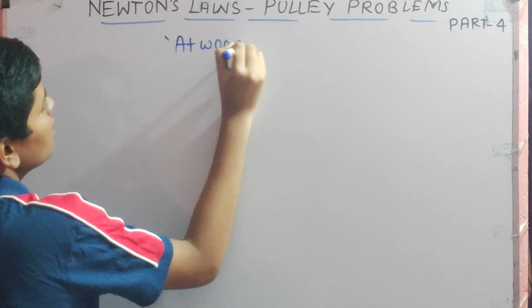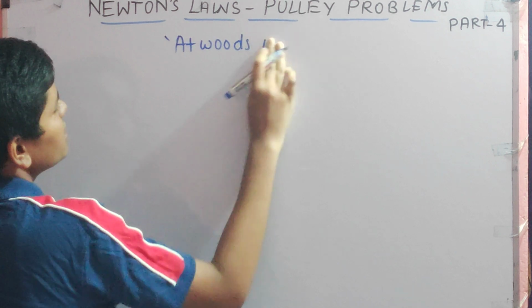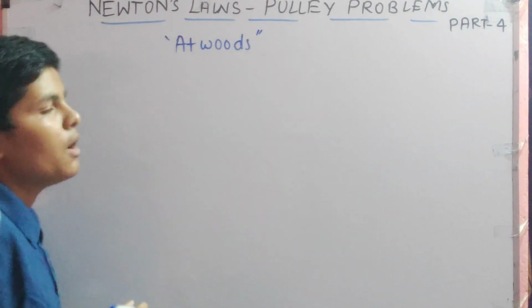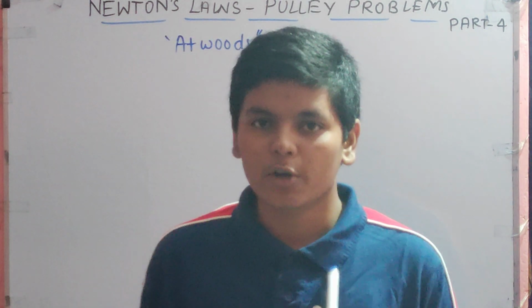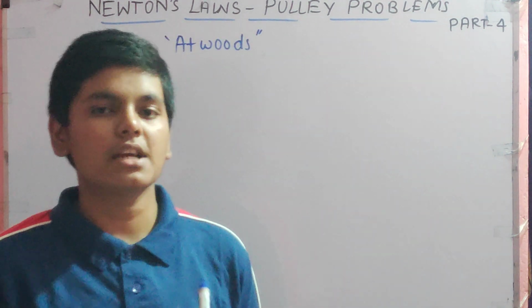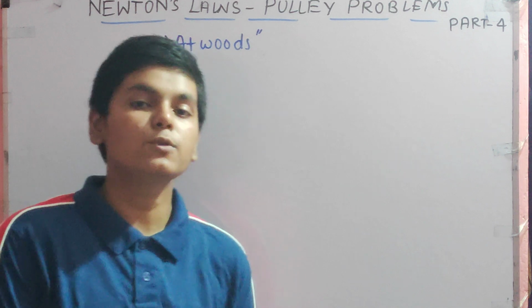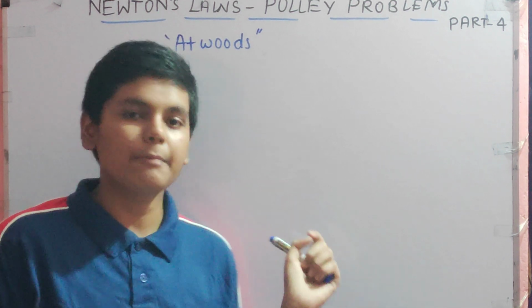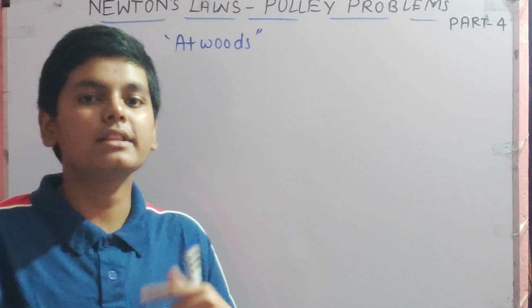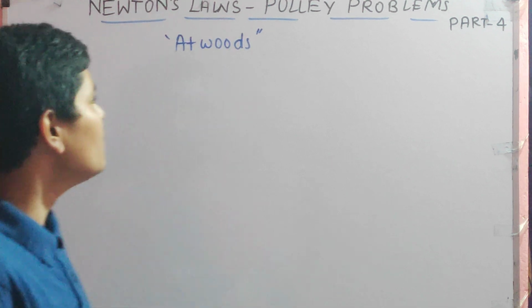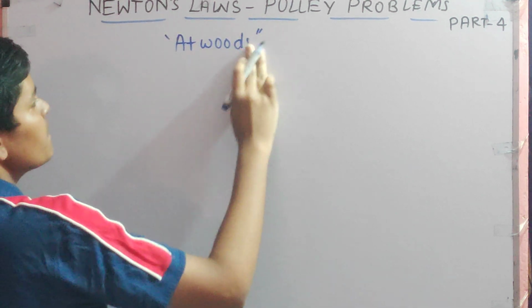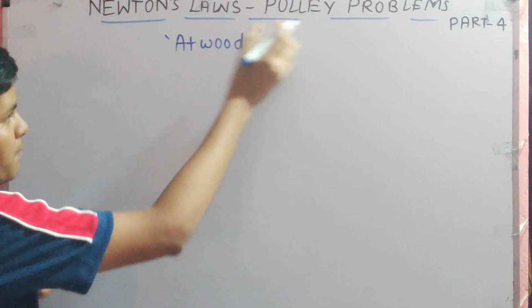So what is this Atwood's machine? Now, for understanding this concept of pulley problems, you need to understand Newton's second law of motion, because there we have learned how to make the equations. Even here I will be explaining how to make equations, but there I have explained it in detail. So first, what is Atwood machine? Now, what is a pulley first of all?